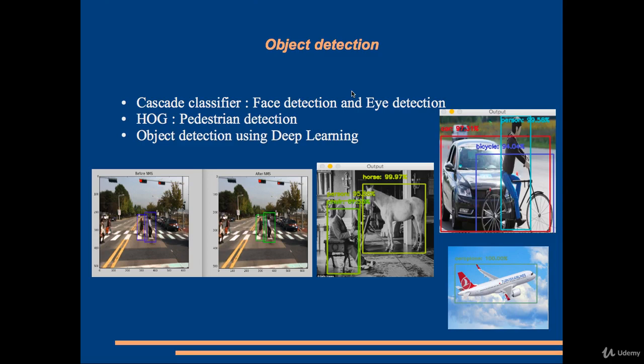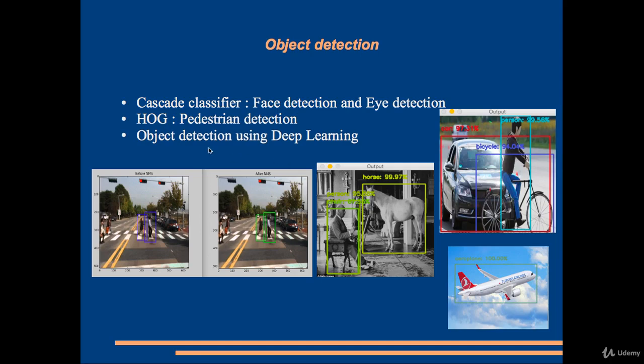And in the end, we are going to learn object detection. We will see the Cascade classifier in OpenCV. We will make face and eye detection, and we are going to learn histogram of gradients, and we will make pedestrian detection in a special dataset.